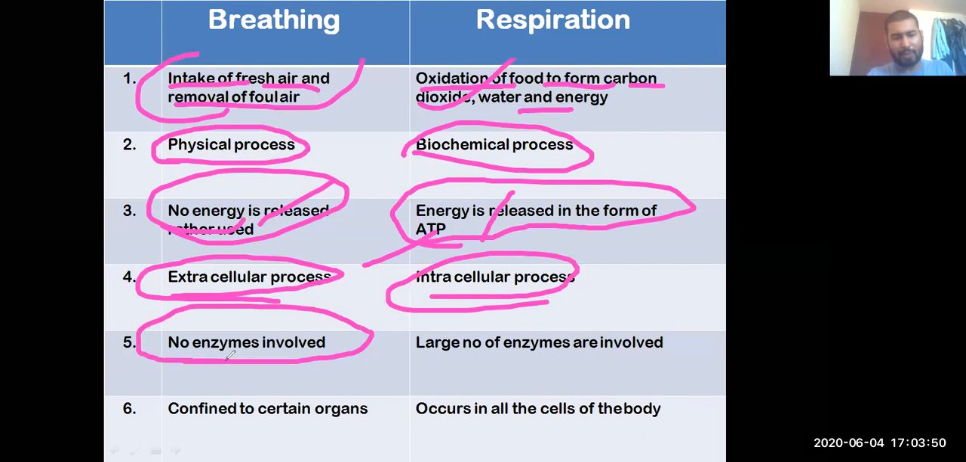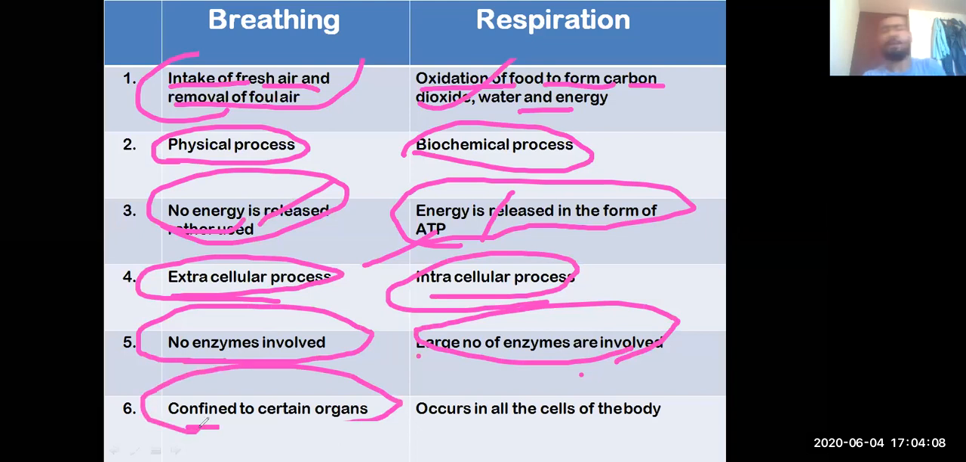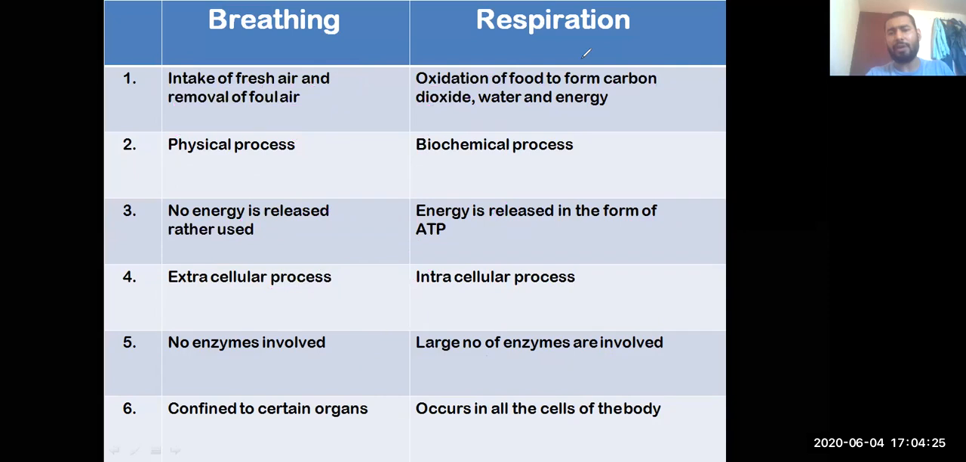No enzymes are involved in breathing, but in respiration enzymes are involved, and you know the fastest enzyme, carbonic anhydrase, is involved in respiration. Breathing is confined to certain organs, generally the nose, respiratory organs and lungs. But respiration occurs in all cells, because our body is made up of cells, so every cell of the body performs the respiration process.